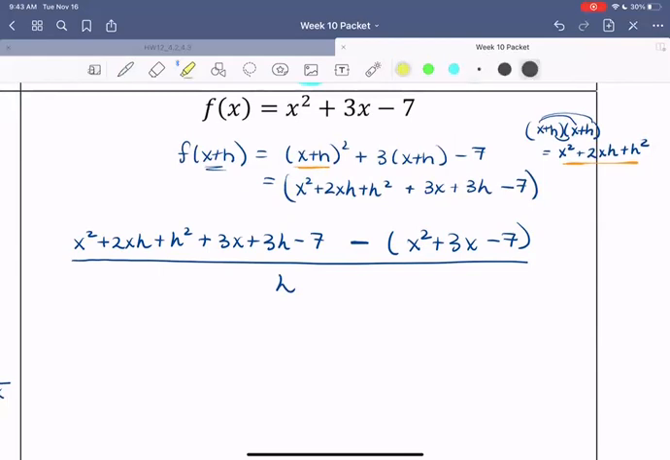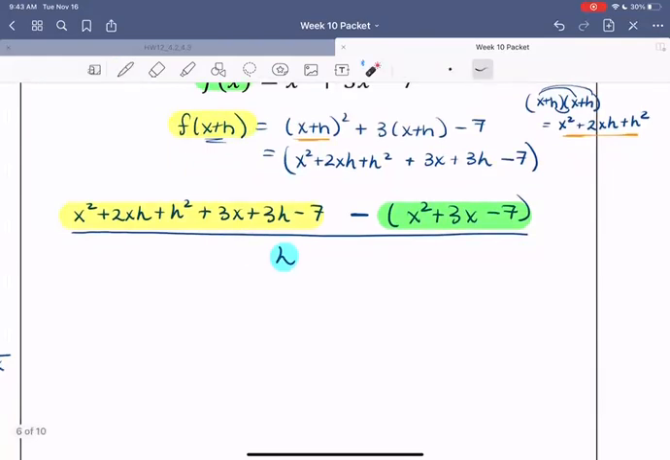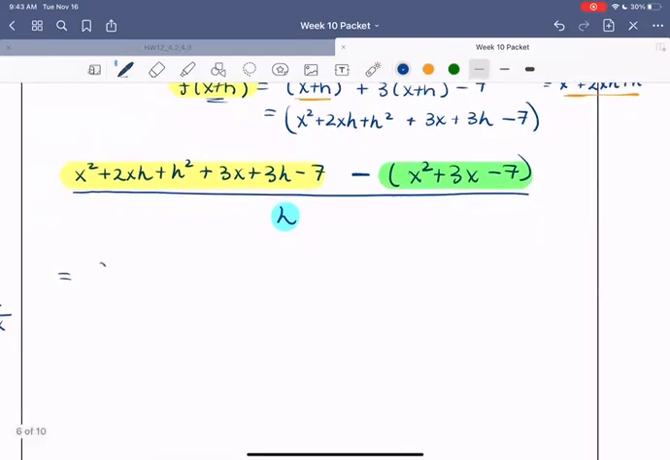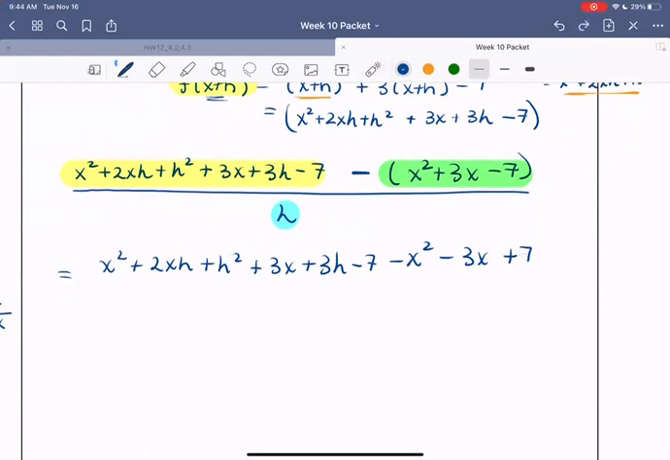So just take a moment to pause here and appreciate all this beautiful work you just did. I have my f of x plus h written first, subtracting my f of x, and then dividing by h. Okay, so now let's go ahead and bring that negative into the terms for f of x, and then we'll take a step back and see what cancels. So just copying this down, I have x squared plus 2xh plus h squared plus 3x plus 3h minus 7 minus x squared minus 3x plus 7. So notice how the sign on my 7 here changed from negative to positive. Okay, great work. Take a moment to just breathe and appreciate all that hard work you just did.